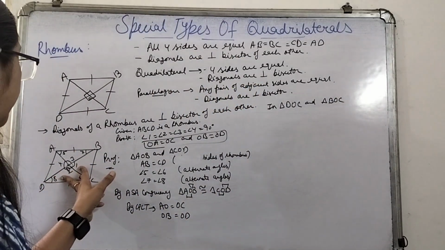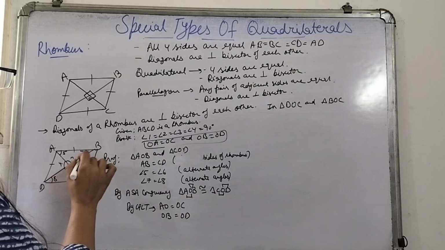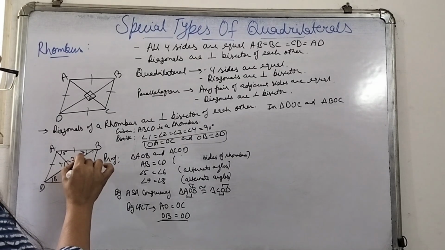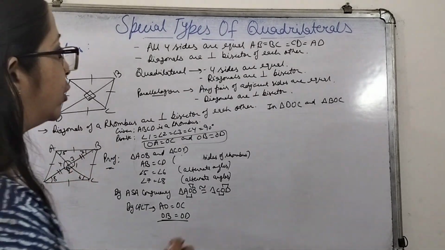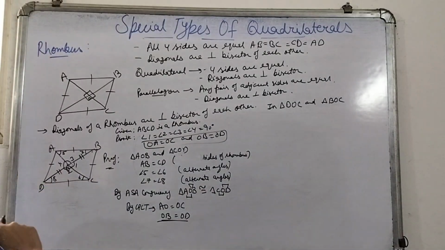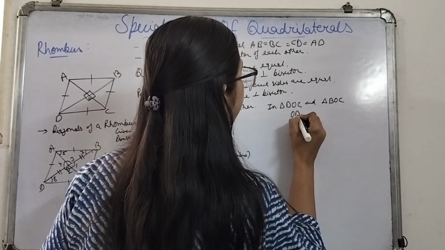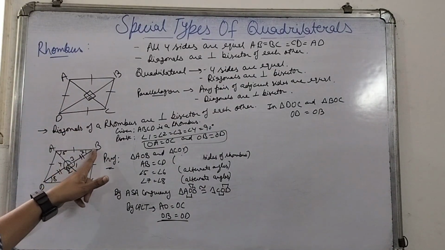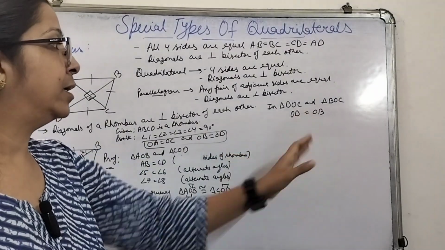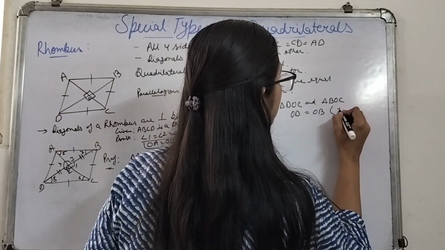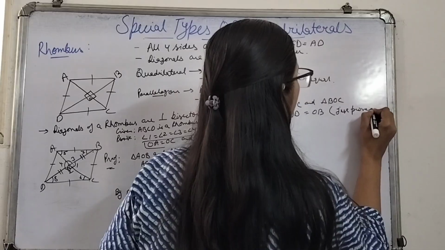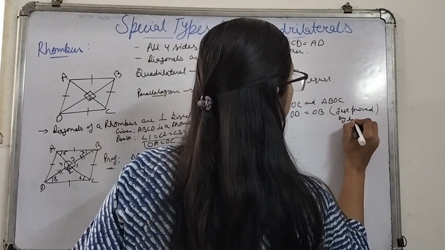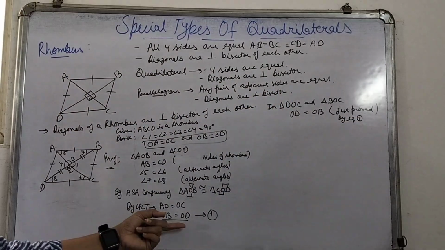Now in these two triangles, just now we said that OB is equivalent to OD. In this triangle OB is coming and in this triangle OD is coming. So OB of this triangle is equivalent to OD of this triangle. Just now we have proved that diagonals are bisecting, so OB will be equivalent to OD. Let's say this is equation number 1. So by equation number 1, we can say that OB is equivalent to OD.